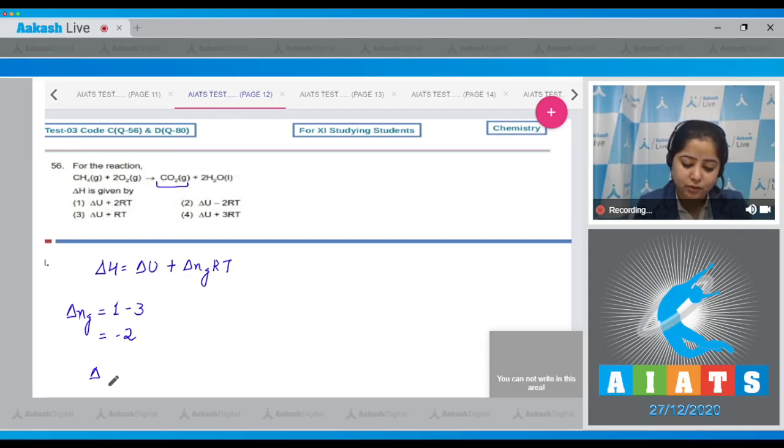So let's put the value of delta Ng in the given equation. Delta H is equal to delta U minus 2RT. That means the correct answer is option number 2.